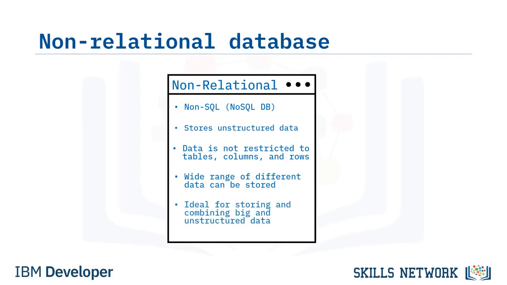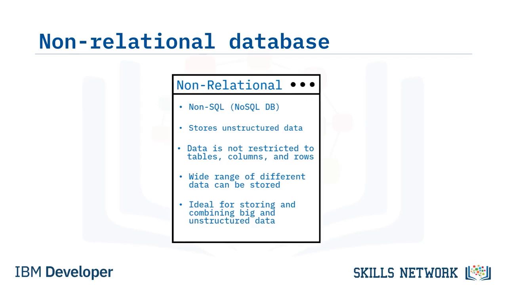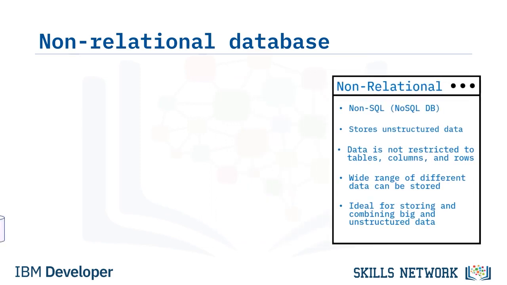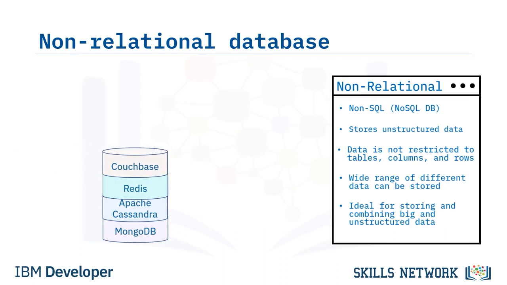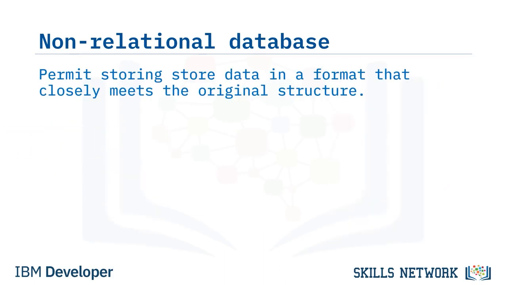Non-relational databases are ideal for storing and combining big data and unstructured data, offering more flexibility in working with this type of data over relational databases. Examples of non-relational databases include MongoDB, Apache Cassandra, Redis, Couchbase, and Apache HBase. Non-relational databases permit storing data in a format that more closely meets the original structure.